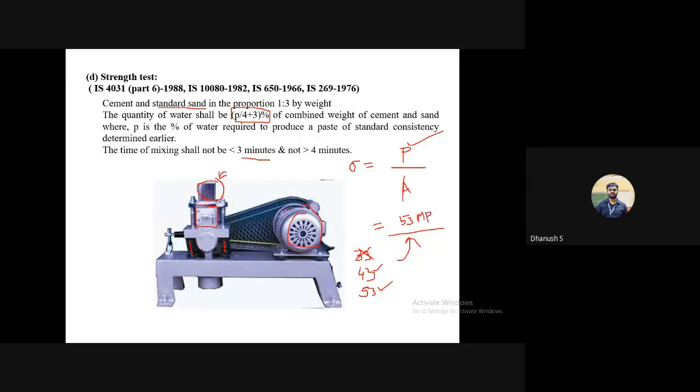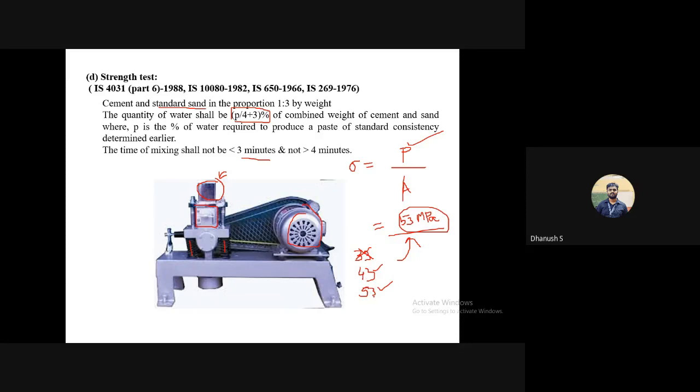So 1 MPa you can also indicate as 1 Newton per mm square. So at the end of 28 days, if I take an OPC grade 53 sample and do this entire test, I should get this strength of 53 MPa. So that is the significance of this number.